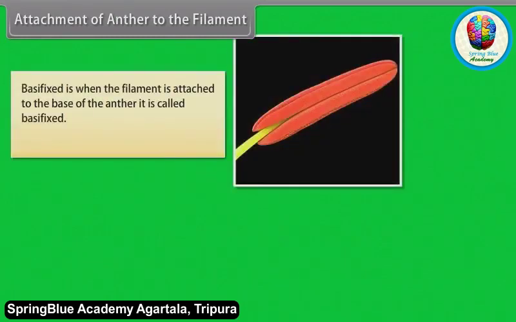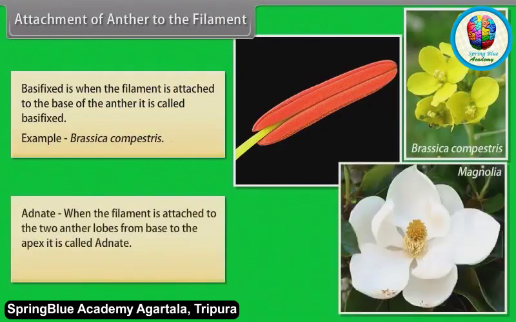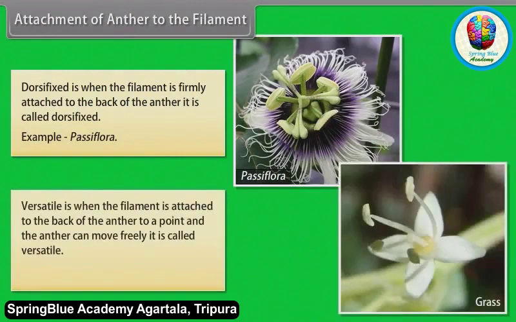Attachment of anther to the filament. Basifixed is when the filament is attached to the base of the anther. Example: Brassica campestris. Adnate is when the filament is attached to the two anther lobes from base to apex. Example: Magnolia. Dorsifixed is when the filament is firmly attached to the back of the anther. Example: Passiflora. Versatile is when the filament is attached to the back of the anther at a point and the anther can move freely. Example: Grass.